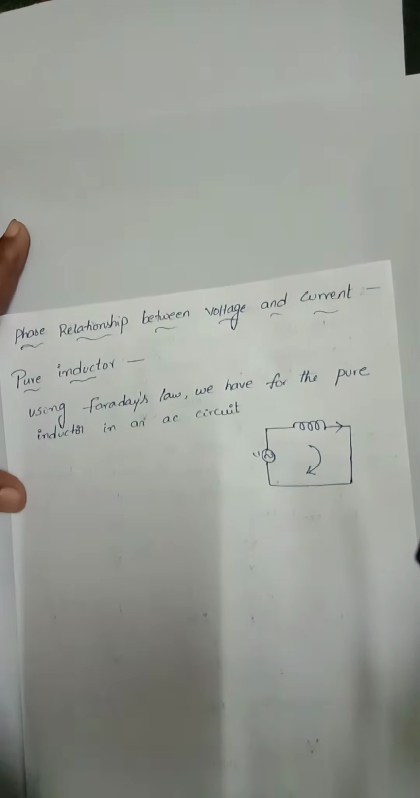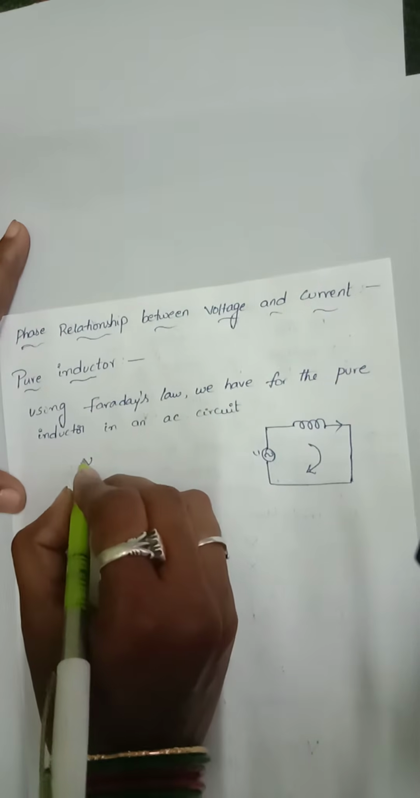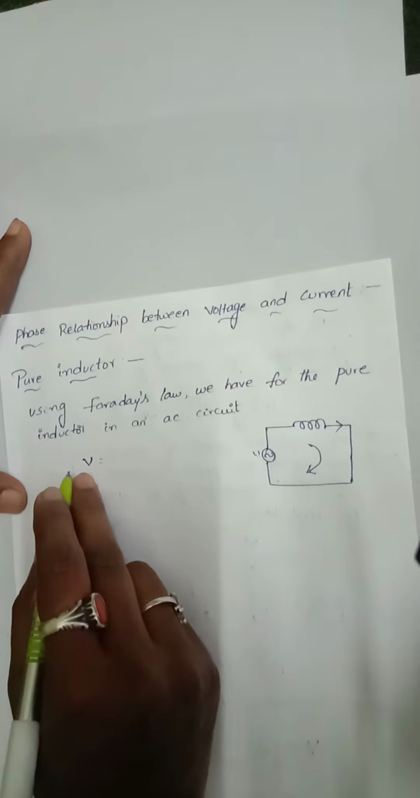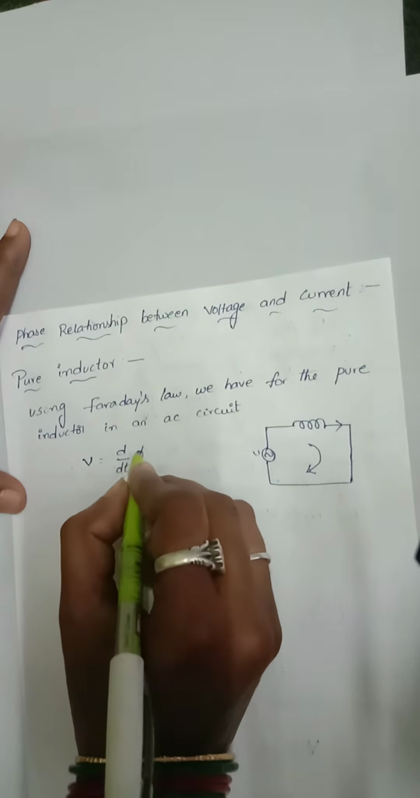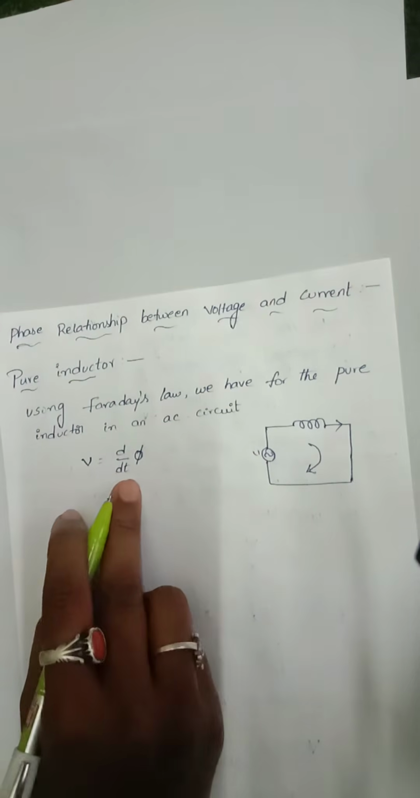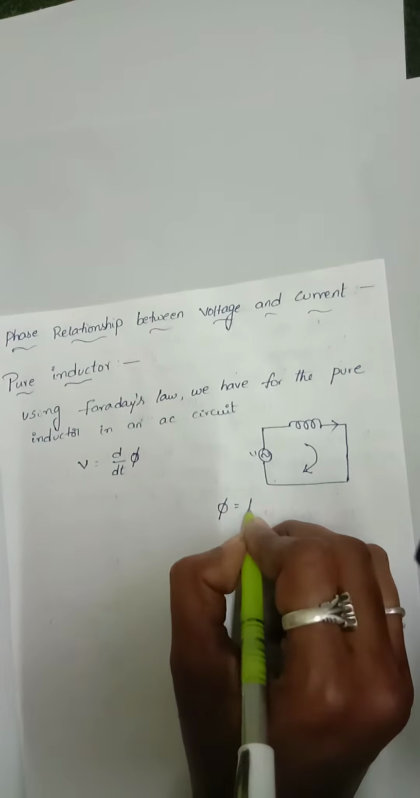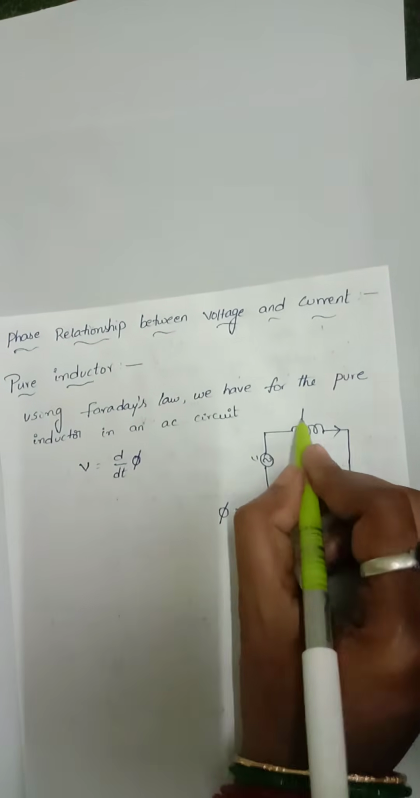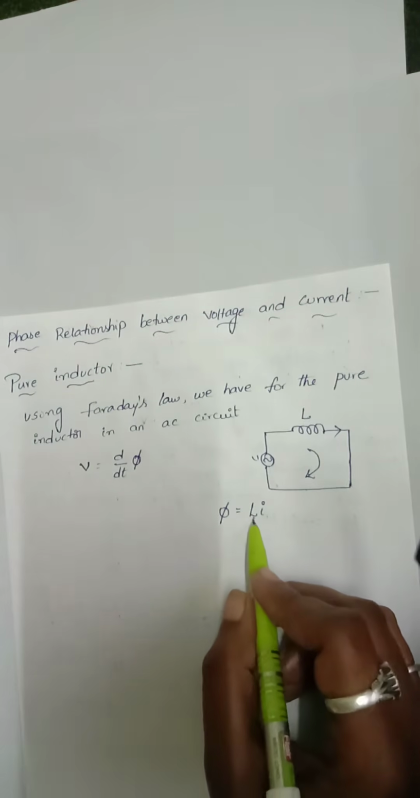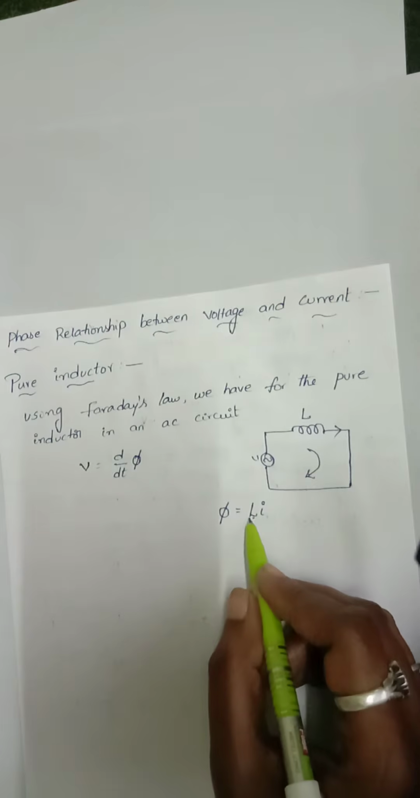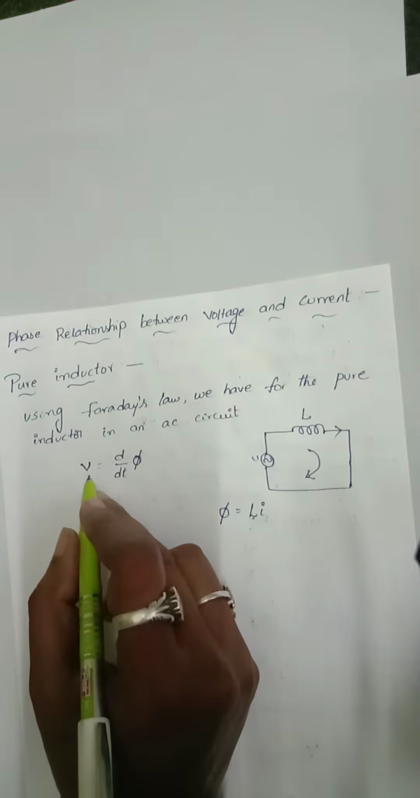passed through the circuit. By using Faraday's law, the applied voltage V is equal to d by dt of flux. We know flux phi is equal to L I. What is the L here? Inductance. The magnitude of the inductor, we call it L. I is the current. So substitute here.